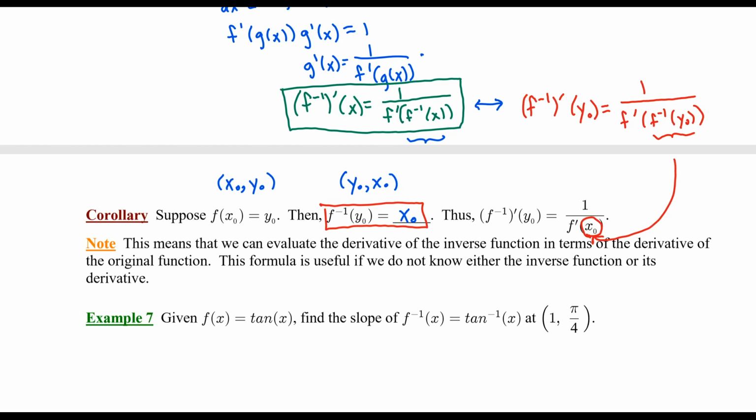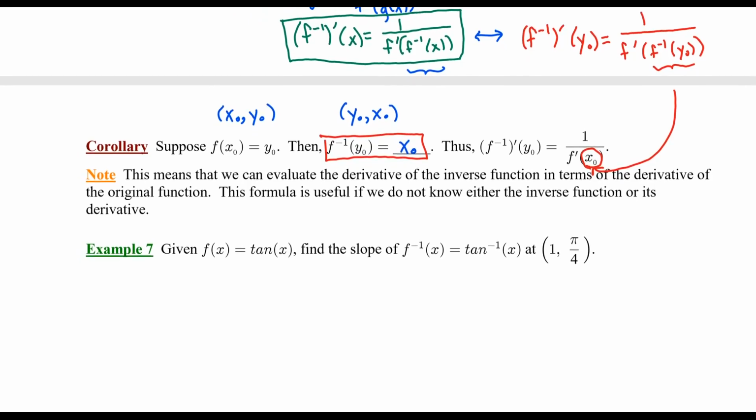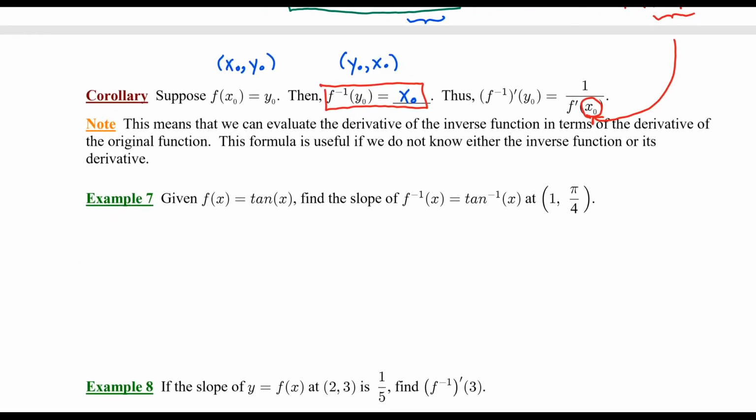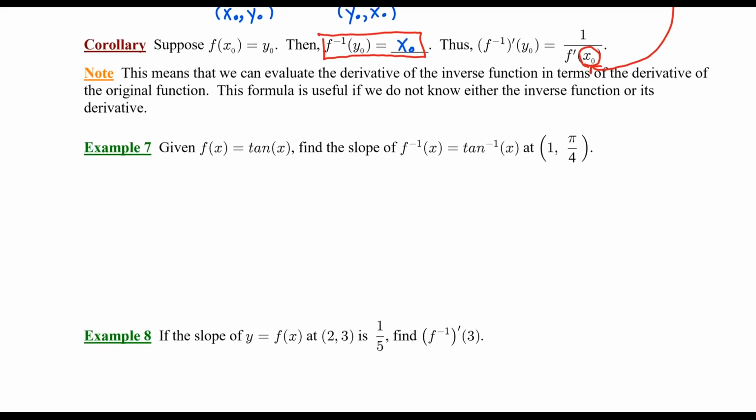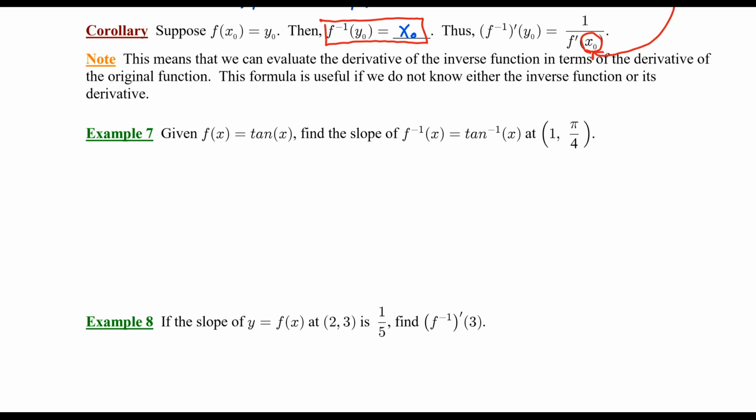So what does all of this mean? This means that we can evaluate the derivative of the inverse function in terms of the derivative of the original function. This formula will be useful if we don't know either the inverse function or its derivative. Let's apply this to an example. Given f of x equals tangent of x, find the slope of its inverse function, inverse tangent or arctangent of x, at ordered pair 1, pi over 4. Now we know that slope is code for the derivative, right? To get the slope of a function, we need to find its derivative.